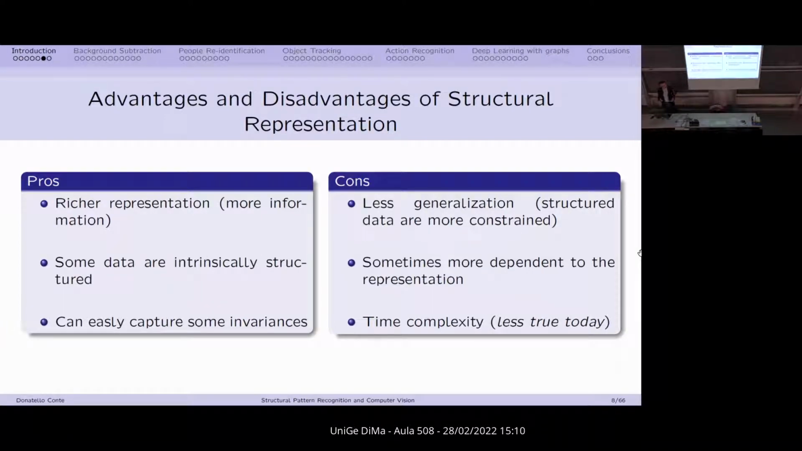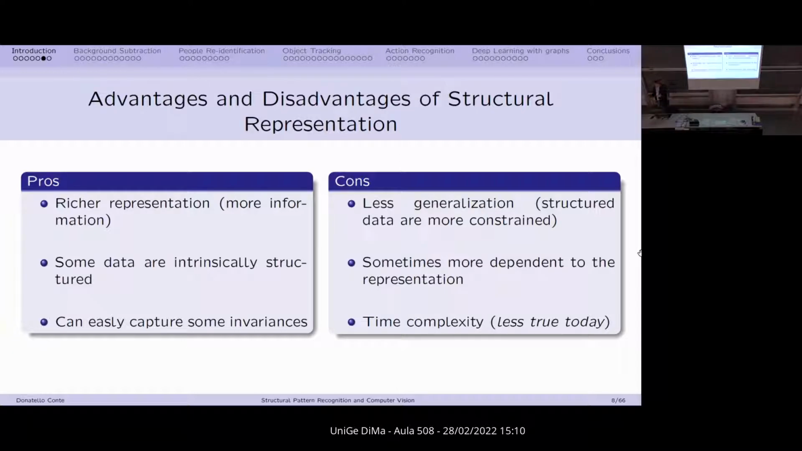For this reason we want to use this, because we have a richer representation where we can put more information on the data, and also because in some domains, as I told, some data are inherently structured. So for example, again, chemical data, but also social data and so on. And sometimes, but not always, graphs or other structures have some invariants that vectors don't have.